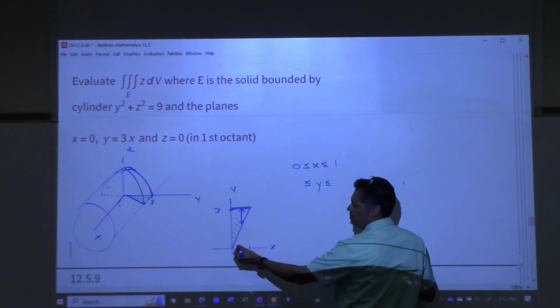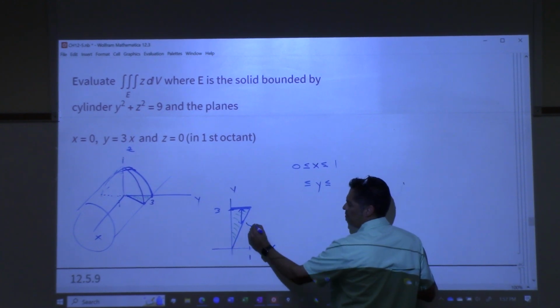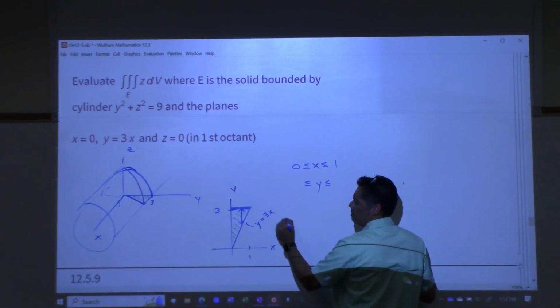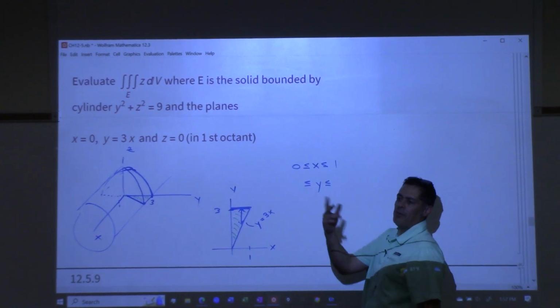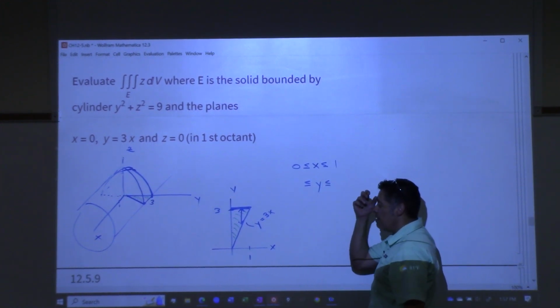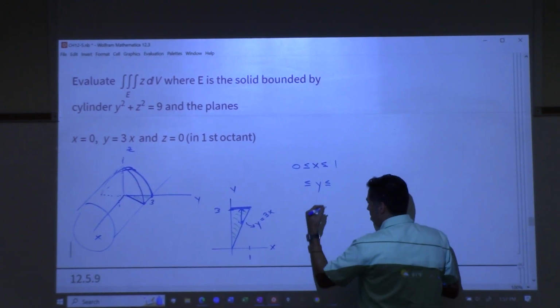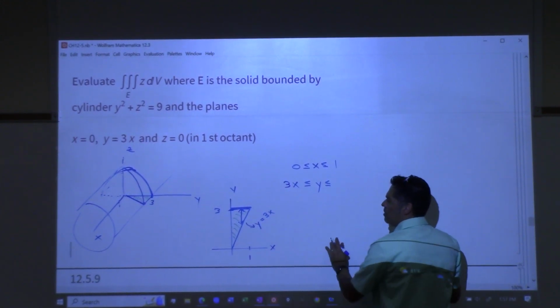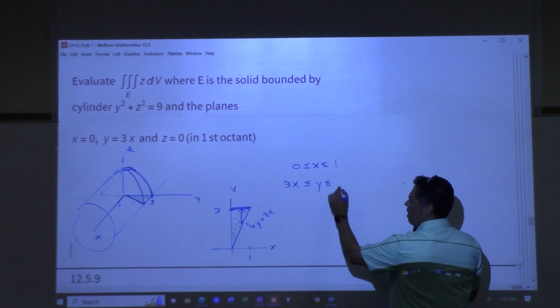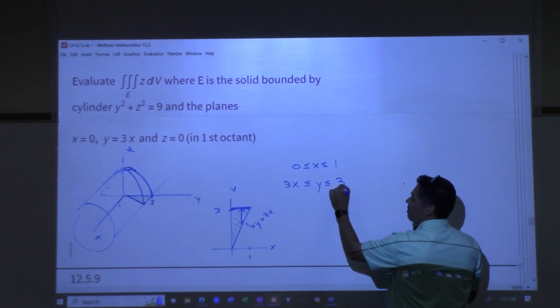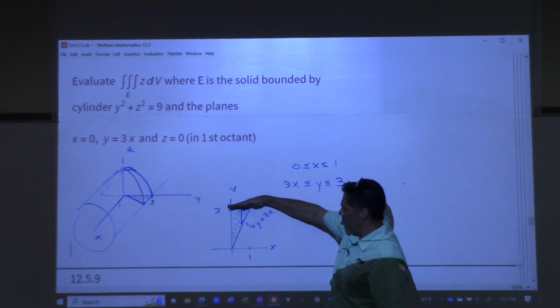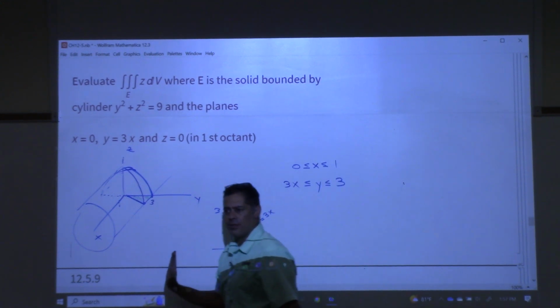Yeah, so you need to, well, what's the slope of this? Isn't that just y equals 3x? I think you were doing it as a function of x, not y. So the bottom of this is y equals 3x. That's the bottom. And the top is what? The constant 3 function, right? The bottom edge of that is 3x.